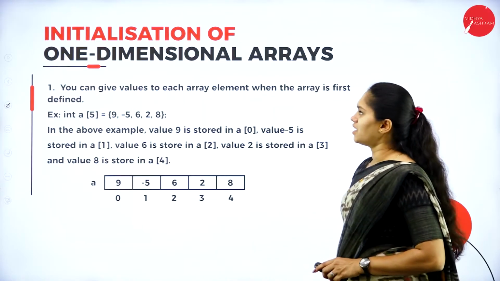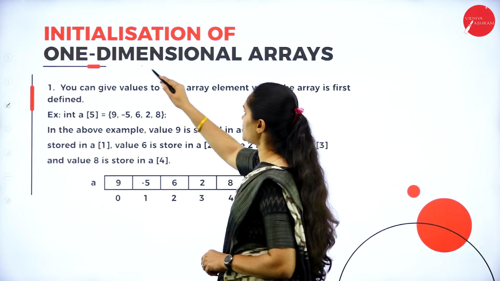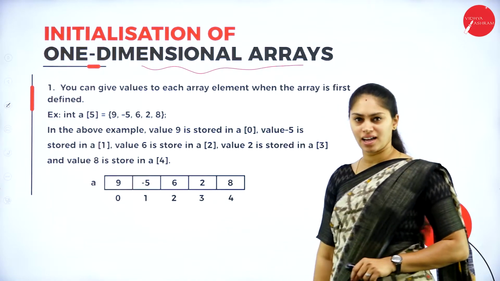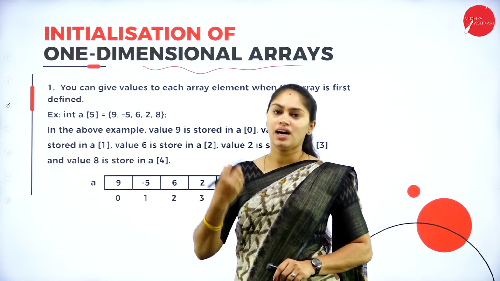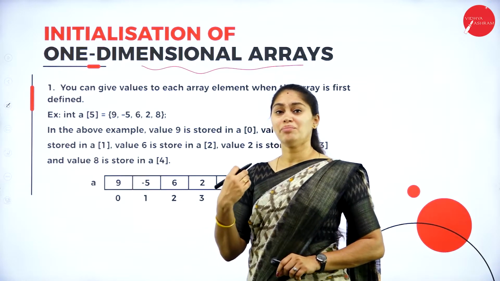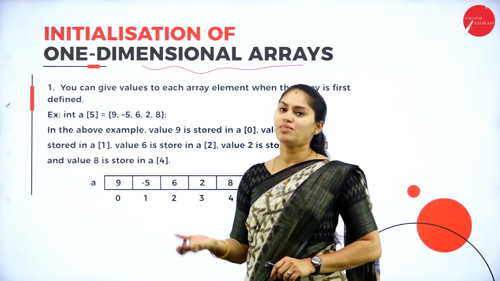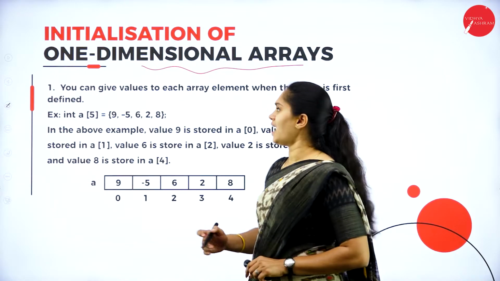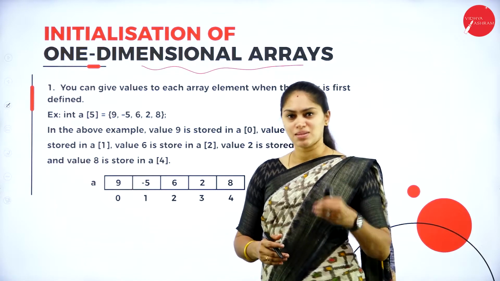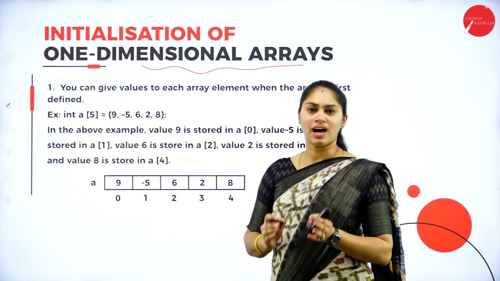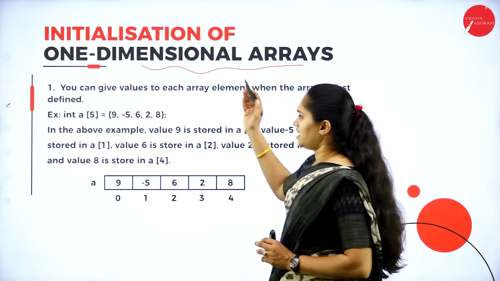Fine. So next we'll see how we are going to do the initialization of a one-dimensional array. Initialization in the sense what? When we are giving an initial value, or a beginning value, or if we are assigning some value to the array, we are going to call that initialization. So when we are declaring it, at that time explicitly giving some values to the array, we can call that initialization.